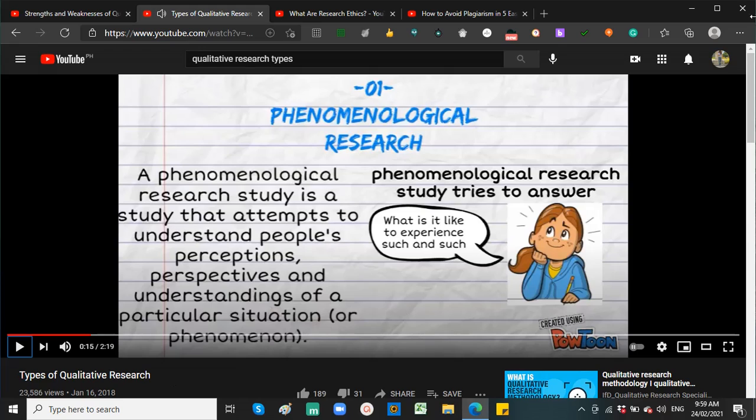Okay, so the first type is phenomenological research, and I'd like to emphasize this since this is the research method, or the research design, that we will be employing for Practical Research 1. A phenomenological research study attempts to understand people's perceptions, perspectives, and understandings of a particular situation or phenomenon. This research tries to answer, what is it like to experience such and such?